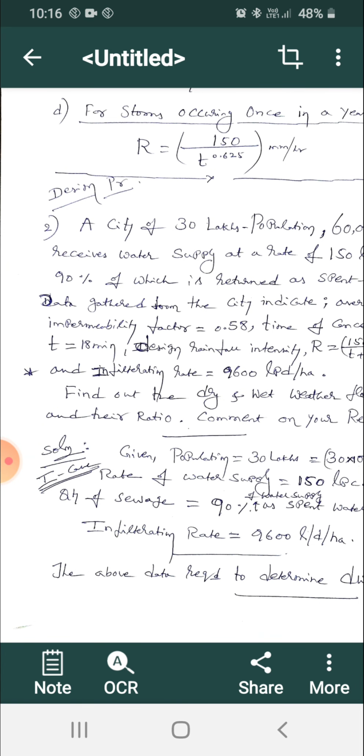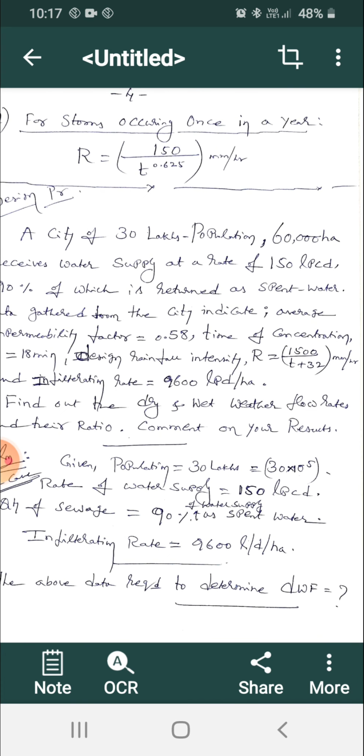Now, before solving any problem, you divide it into parts. What he has given here, see, dry and wet weather flow. See, find out your DWF first, then WWF second. All the values are given. You know how to solve this problem also. Self-explanatory it is. All the data are given. The data you have to enter into the equation, you will get the answer. Very simple. Now, let us start with one by one.